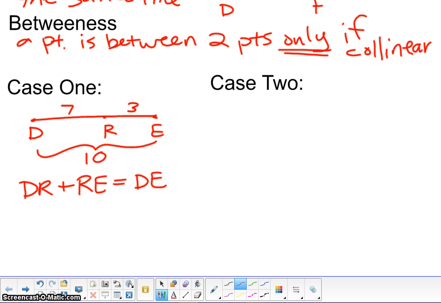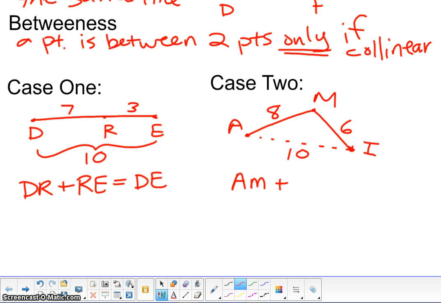In case number 2, when it's non-collinear, you can see that it's not going to work. So you have, let's say, AMI. Here is your connection between the 3 points. AM is 8, MI is 6, and if you connect AI, you know it's not going to be a total of 14. It is going to be, let's say, 10. Just give it a random number, but we know it's not going to be 14. So in this case, when it's non-collinear, AM plus MI does not equal AI. So you cannot use definition of betweenness when it's non-collinear.